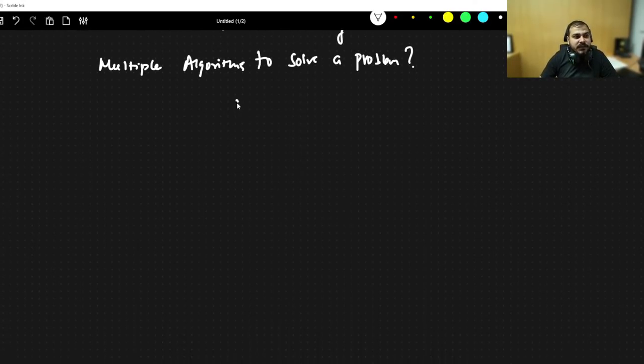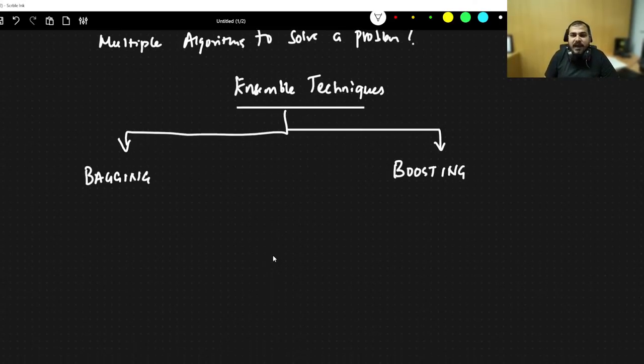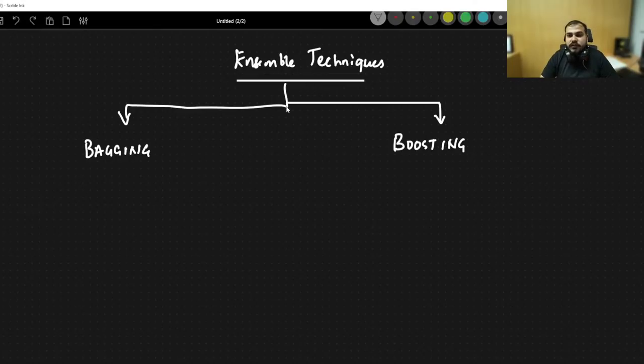In ensemble techniques, we specifically use two different ways. One that we basically use is something called the bagging technique, and the other one we specifically use is something called the boosting technique. In these techniques, we are combining multiple models to solve a problem.